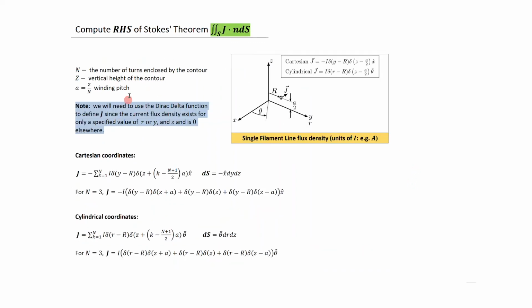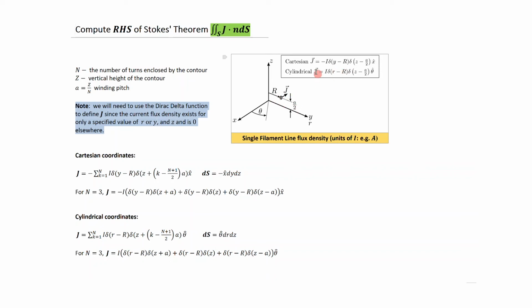All right, so now let's look at the right-hand side of Stokes' theorem, which is the computation of the current flux. We're going to look at the two options, Cartesian and cylindrical. If we look at Cartesian coordinates, then the current that's flowing through the area, which is the area surrounded by the contour, would have this form. So J in Cartesian would involve a delta function.